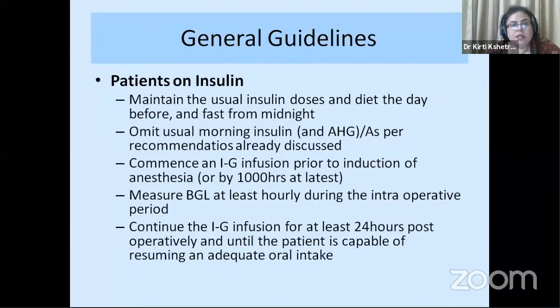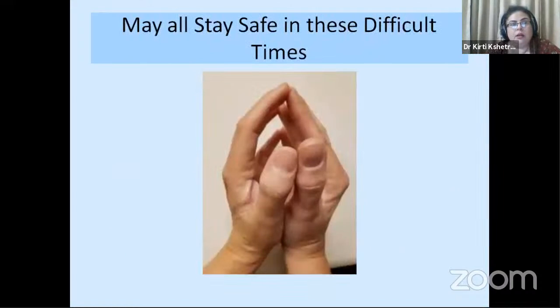Now, if the patient is on insulin, maintain the usual insulin doses and diet the day before and fast from overnight. Omit the usual morning insulin as per the recommendations that have already been discussed. IG infusion should also be commenced in these patients. The blood glucose level must be measured hourly, and IG infusion continued at least 24 hours postoperatively and until the patient is capable of resuming adequate oral intake.